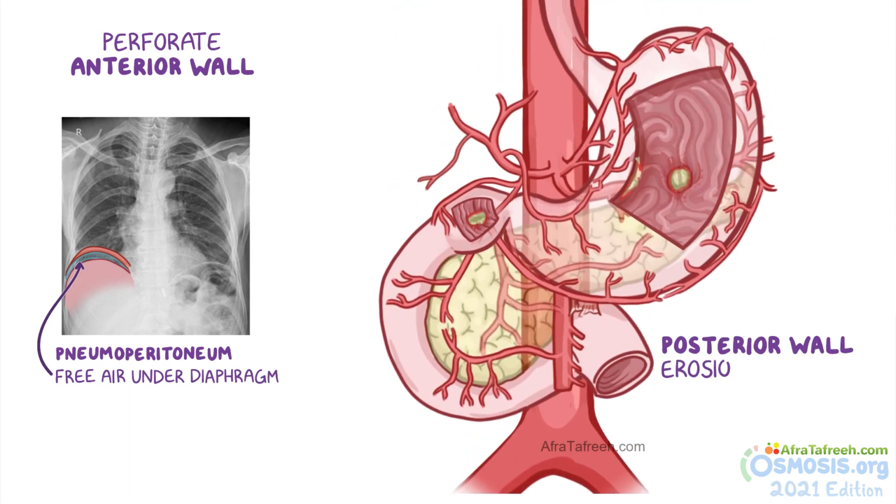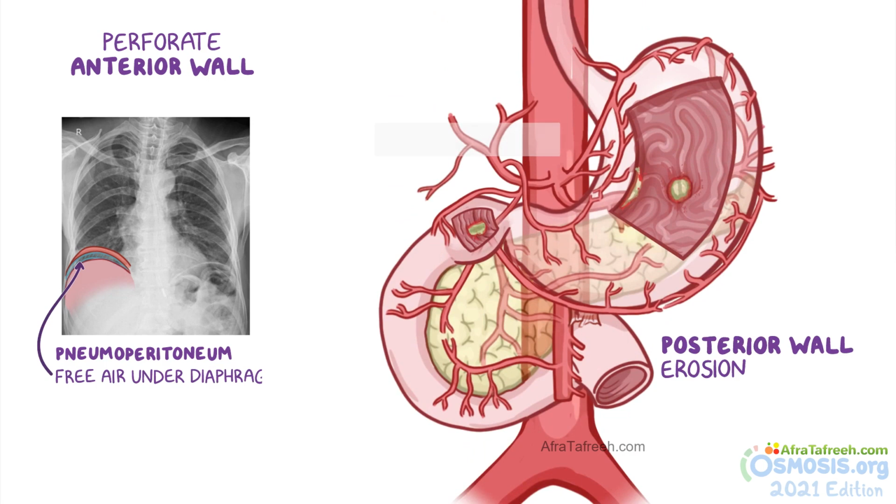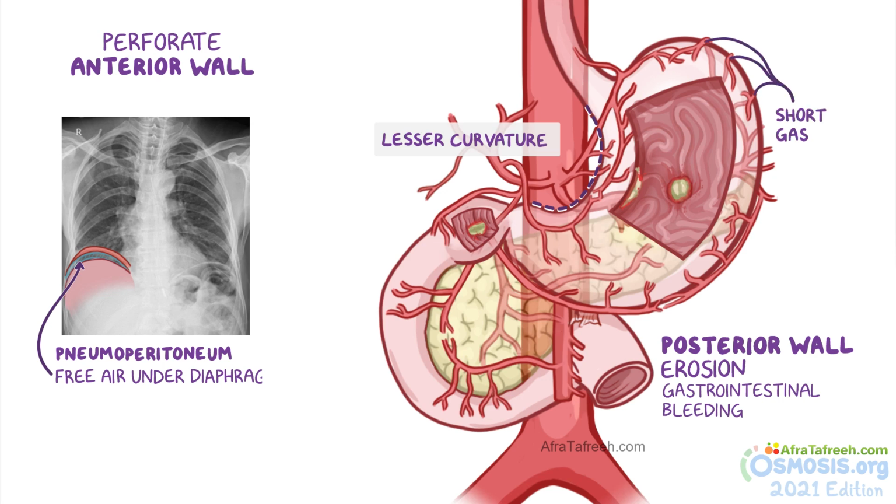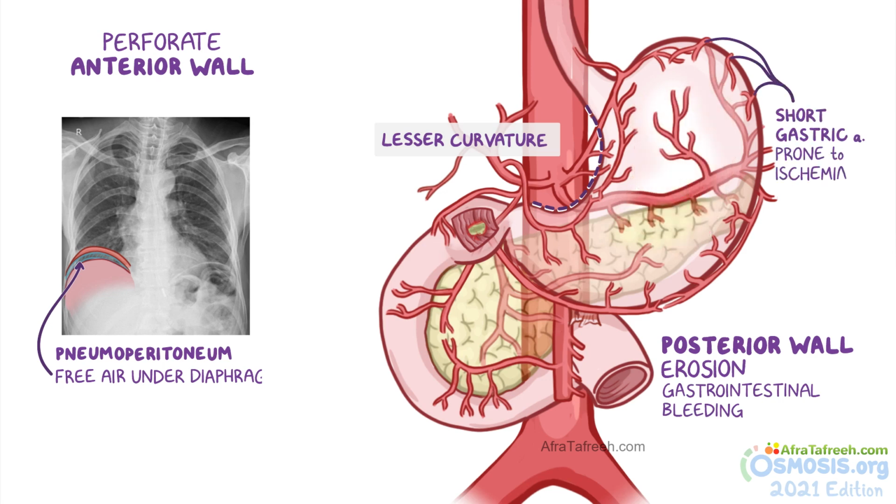Posterior wall erosion of duodenal and gastric ulcers, as well as lesser curvature ulcers of the stomach, can cause gastrointestinal bleeding. The fundus of the stomach is supplied by the short gastric arteries, which are prone to ischemia if there is a blockage to the splenic artery.